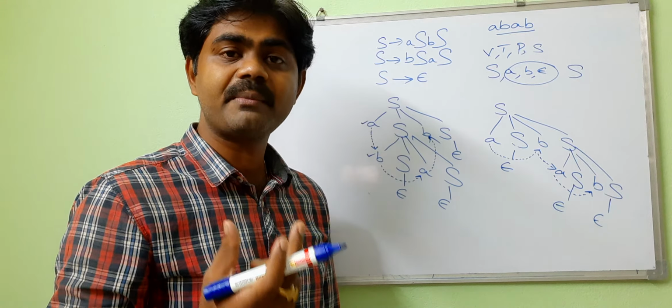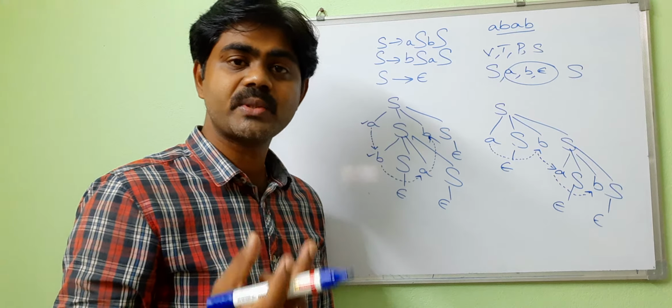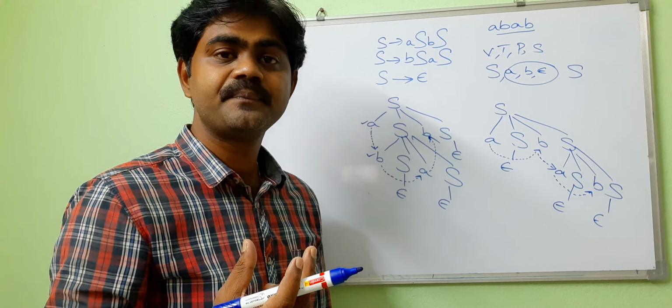I hope you understand the concept of ambiguity. So what is an ambiguous grammar? If your grammar generates more than one parse tree, then that grammar is said to be an ambiguous grammar.